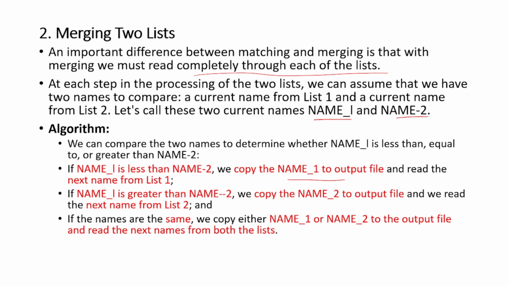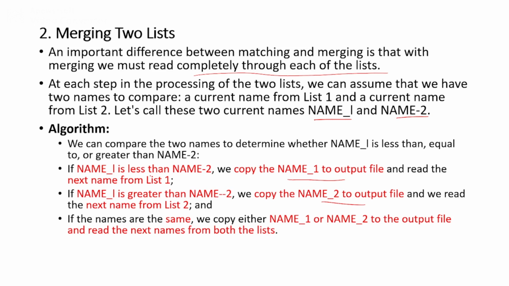If name 1 is greater than name 2, copy name 2 to the output file and read the next name from list 2. If the names are the same, copy either name 1 or name 2, both will be the same, right? So copy it to the output file and read the next name from both lists.